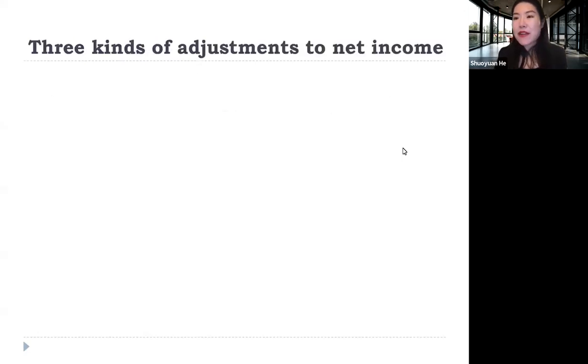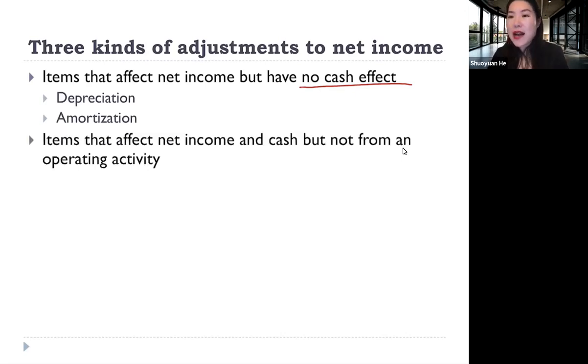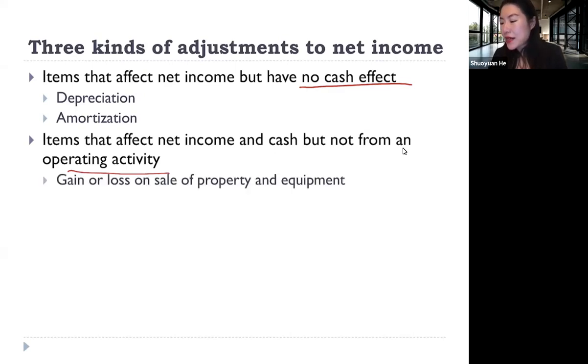So there are three kinds of adjustment to net income. The first is items that affect net income but have no cash effect. For those items, we need to back them out from net income. Examples are depreciation and amortization. The second kind of adjustment is items that affect net income and cash, but not from an operating activity. For those items, we need to reclassify them into either investing or financing activities. An example is gain or loss on sale of PP&E.